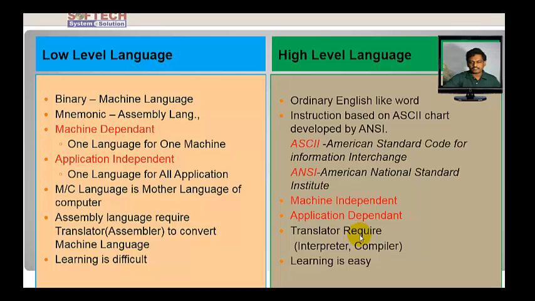Both translate high-level language to machine code. The interpreter is a line by line translator. The compiler converts the whole program into machine code. So the translation speed is high in the compiler and low in the interpreter. But the interpreter requires less memory for the translation process, while the compiler requires more memory. But learning is easy compared to low-level language because the statements are just like ordinary English words. So the learning is very easy.